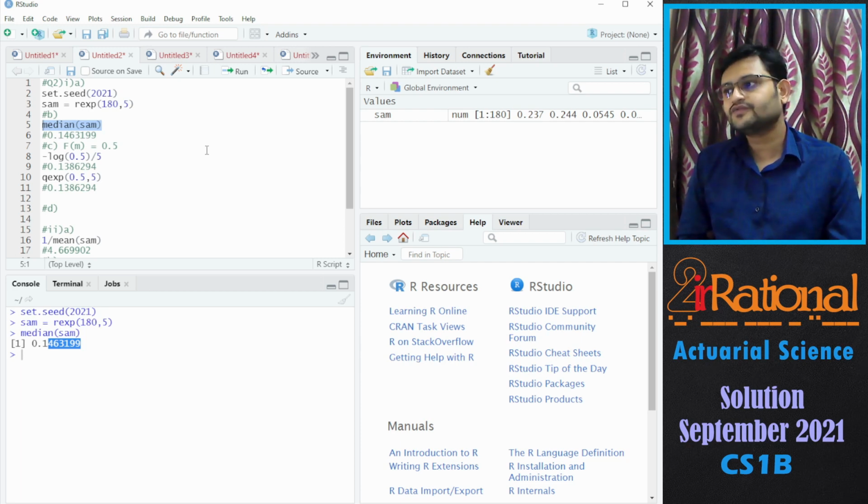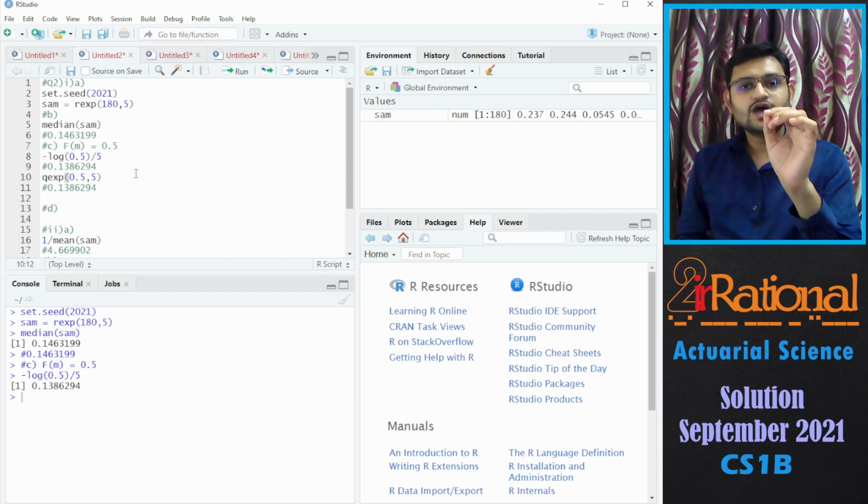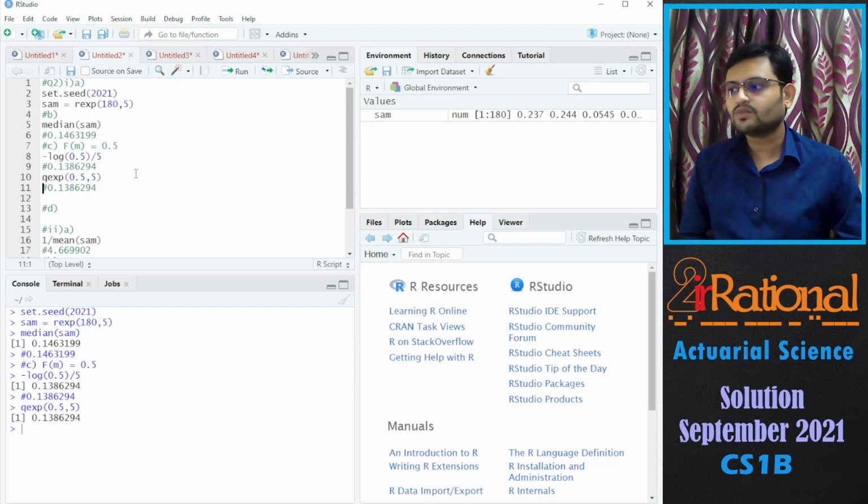And to find the median of the exponential distribution with parameter 5, you can either use F(m) = 0.5, which you can rearrange to get that your median is going to be minus log of 0.5 divided by 5. So that gives us this value. Or you could directly take qexp at 0.5, because the median is the value that divides our population at 0.5. So you could have done it this way as well, no problem. You will get exactly the same answer.